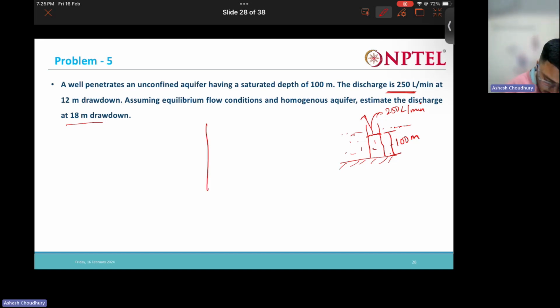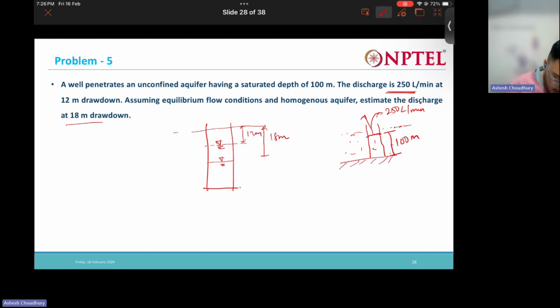So at 12-meter drawdown, when the water is here in the well, at that time 250 liters per minute is the discharge. We need to find out the discharge when this water level will drop further down to 18 meters. We need to find out the flow at that time. How do we do this?